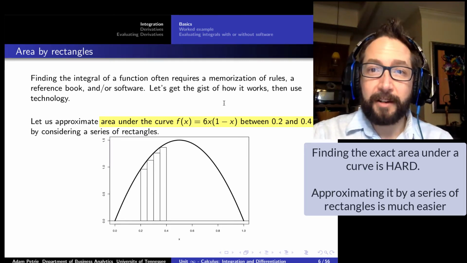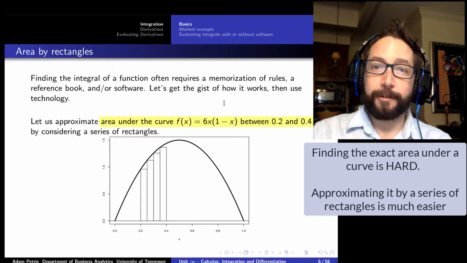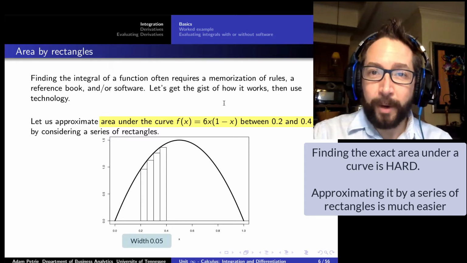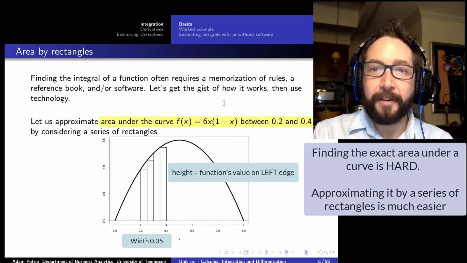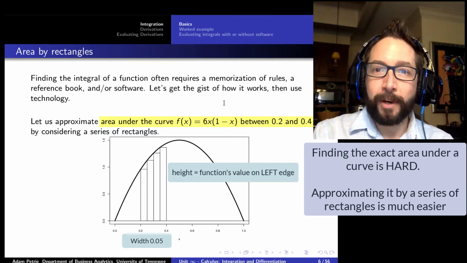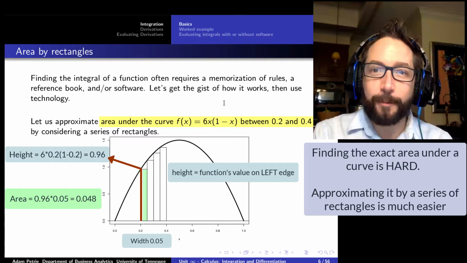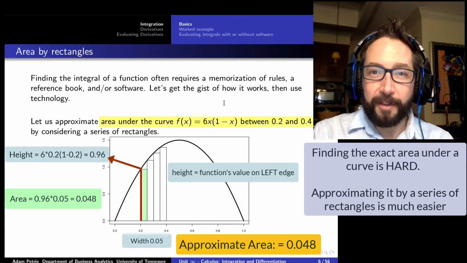One way to come up with an answer, not a very good one, is to break up this area into 4 different rectangles. Those rectangles are going to have equal widths, and they'll go up to a height equal to the height of the function at the left endpoint. So what would happen if we summed up the areas of those 4 rectangles?